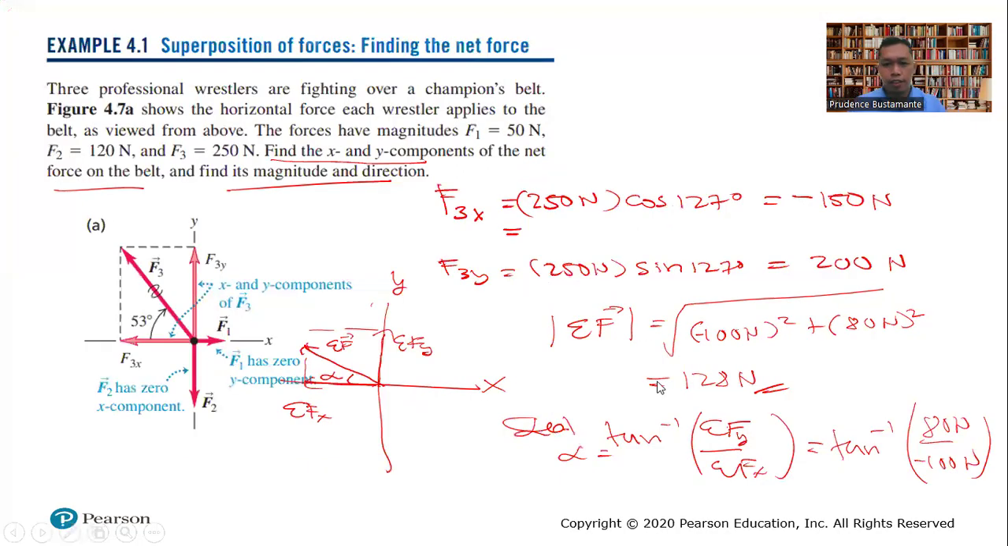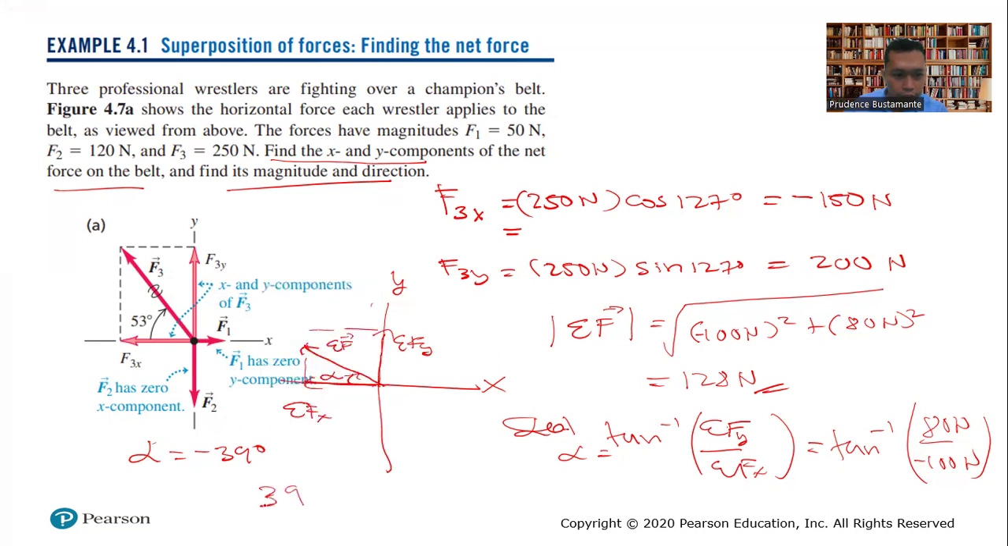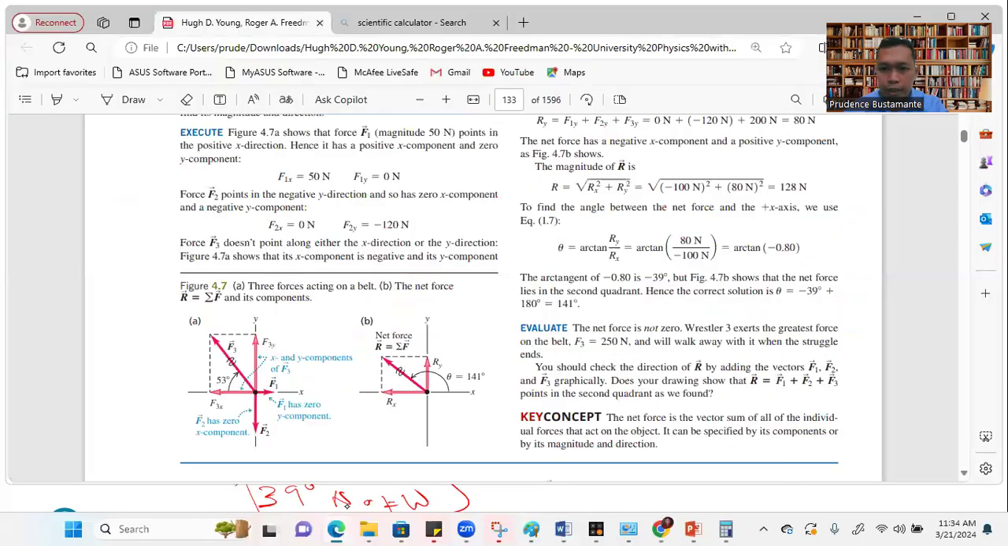Since we have no calculator. So alpha is equal to negative 39 degrees. But if you read it going back, so that's why negative. But actually, the direction is 39 degrees, toward the north of west. So that is the direction, 39 degrees north of west.